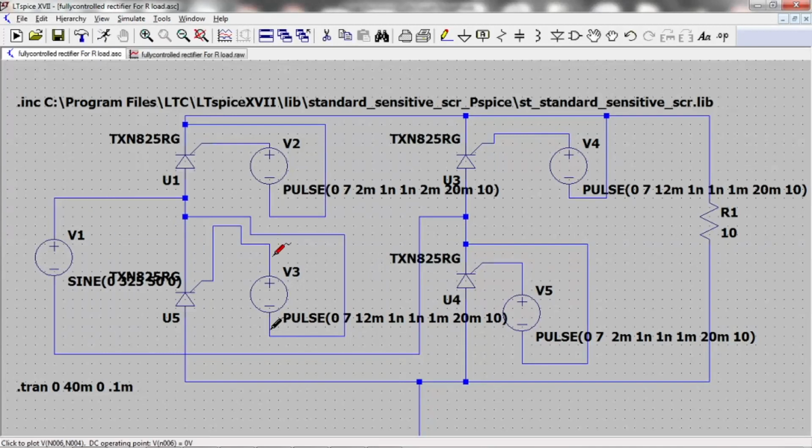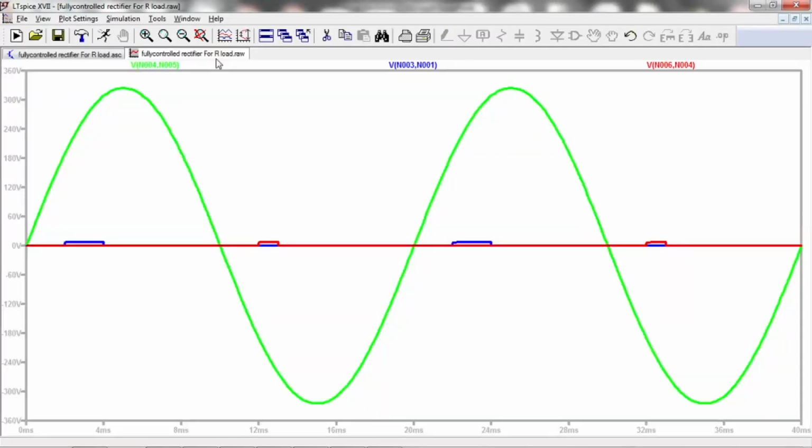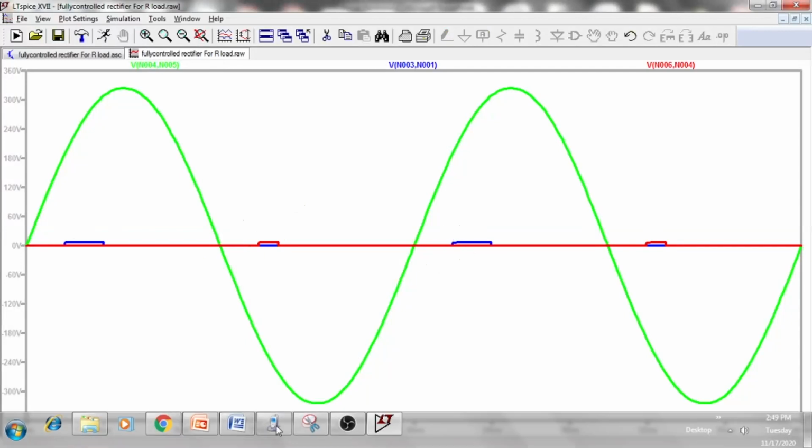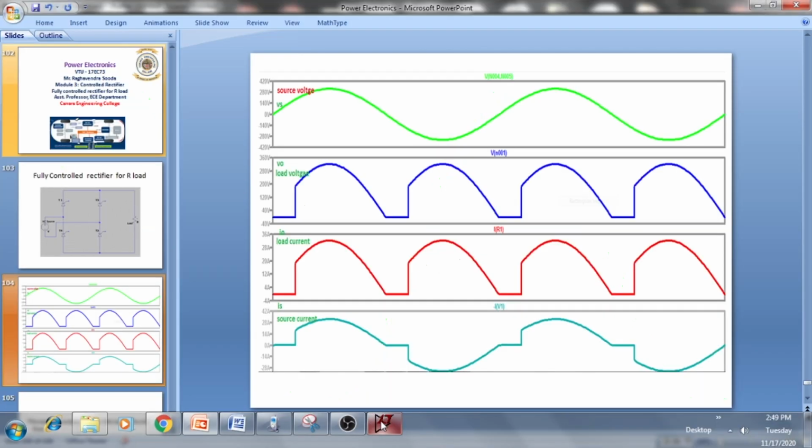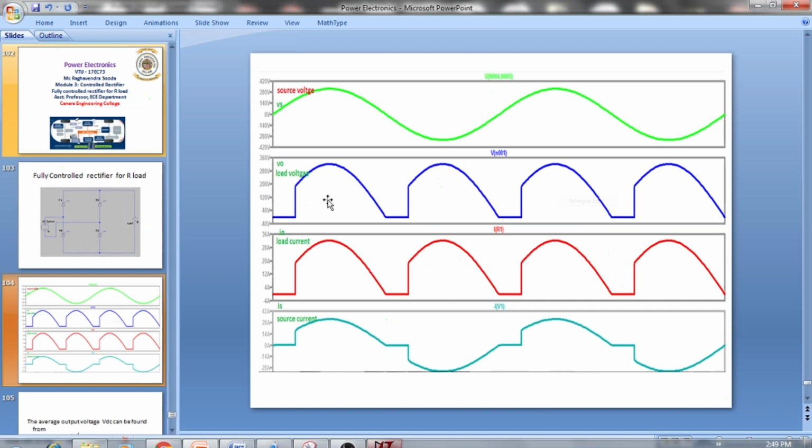I will show you when exactly we are applying the voltage. See, here the red color, whatever I am showing here, is the red color. This pulse we are applying to T3 and T4 in the negative half cycle. See here, in the next negative half cycle. So this is in the positive half cycle. So in this way we should apply gate voltages to the SCRs.